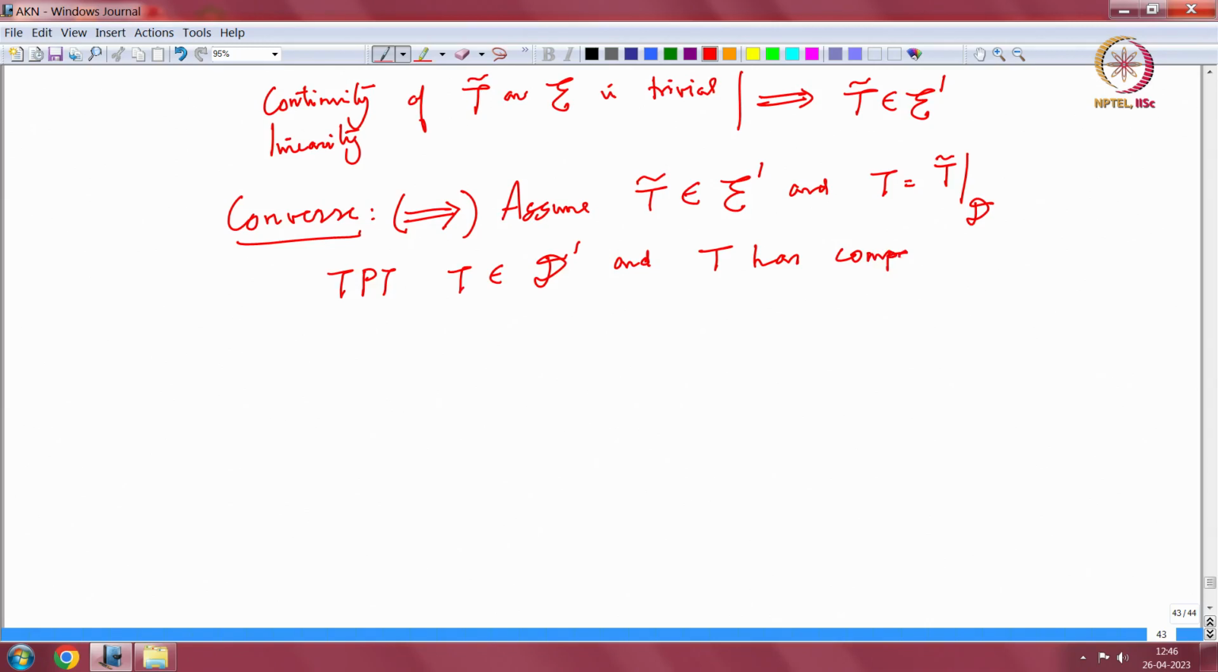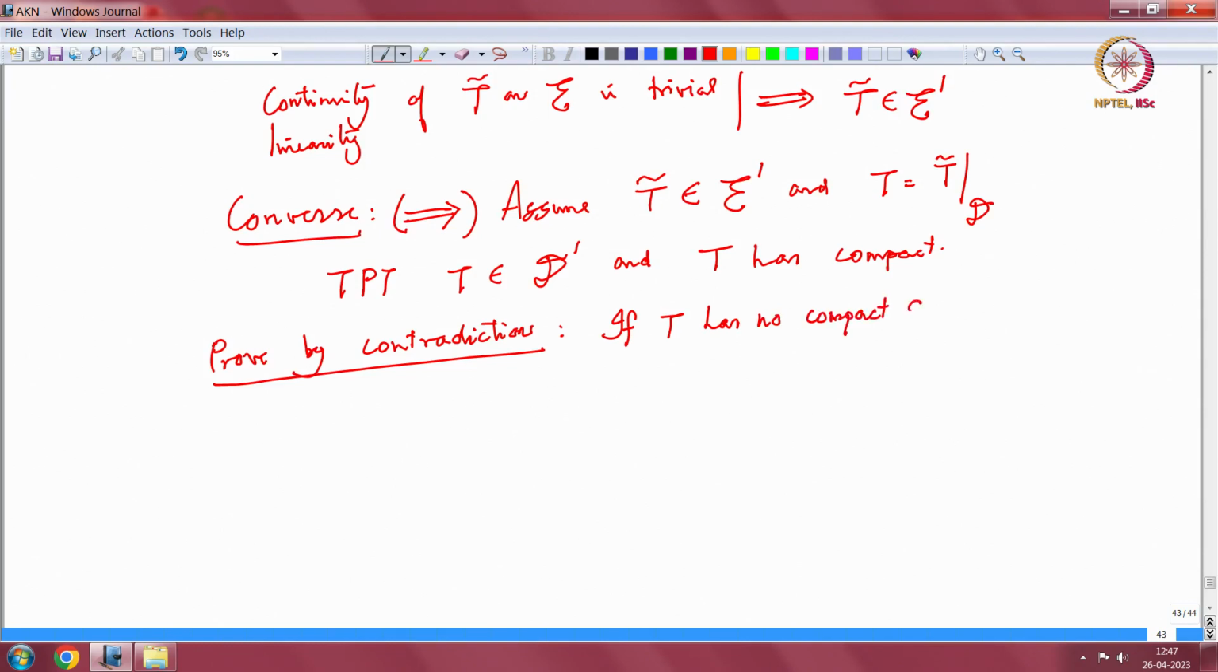We prove this by contradiction. It's like a two-line proof. If not, how do you write the statement? For any proof by contradiction, the moment you write the statement, most of the time things will follow. If not, if T has no compact support, what can you conclude?